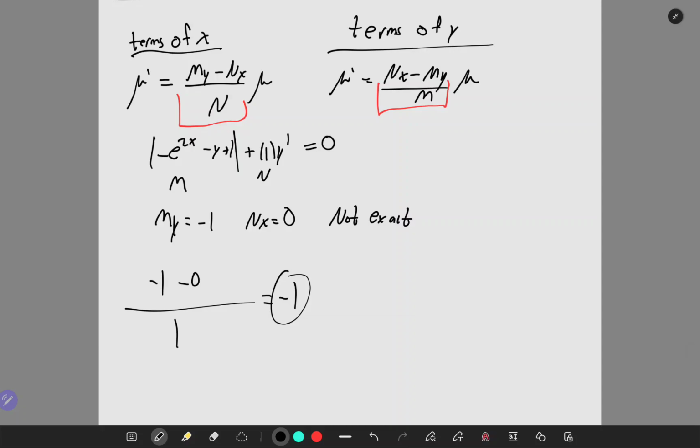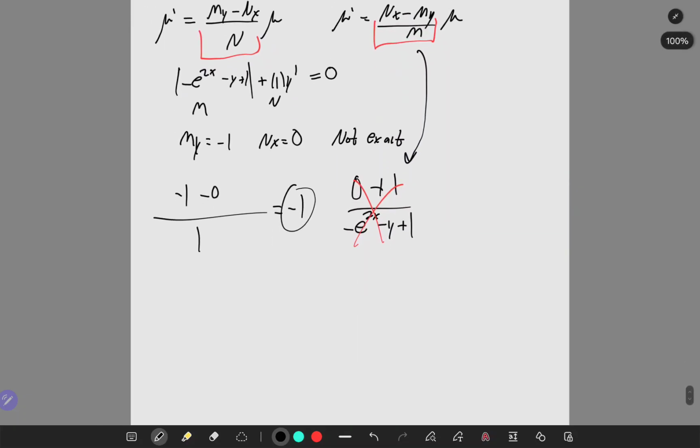But okay, let's look at the terms of y1 now. If we take n_x minus m_y, so that's plus 1, over m, and you'll immediately see the problem here. We didn't isolate y from x or x from y, right? We have x and y in that equation, so obviously that's not going to work. So if I use this down here, it doesn't work, right?